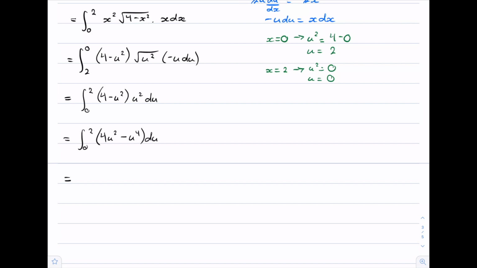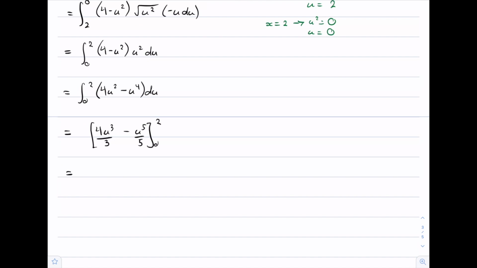And now this is fairly basic. This is 4u cubed on 3 minus u to the 5 on 5. Substitute in 0 and 2. All those are our limits. Now we sub them in. Okay, so when I sub in 2, what am I going to get? I'm going to get 32 on 3 minus 32 on 5. And when I sub in 0, I'll get 0. I should have worked this out earlier. 32 on 3 minus 32 on 5. I think that's going to be 64 on 15. I think that should be the right answer. Okay, and then this is the end of part D and the end of question 11.